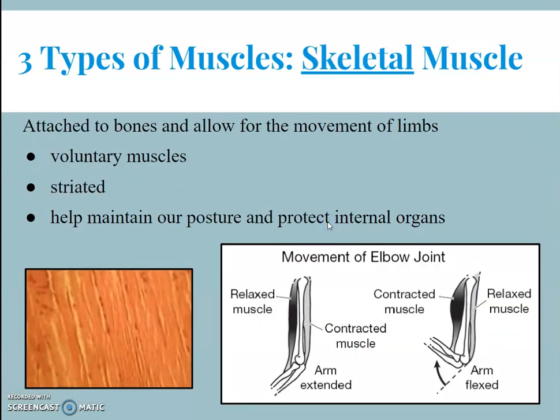The last is skeletal muscles. These are the muscles that are attached to bones and allow for movement of limbs. And so these ones are voluntary. These ones you think about contracting in order to move them. These ones are striated, so they have those striations just like cardiac muscle, and they help us to maintain our posture and protect our internal organs.